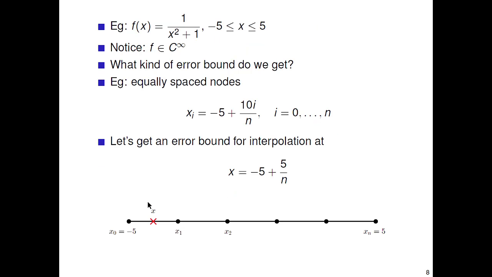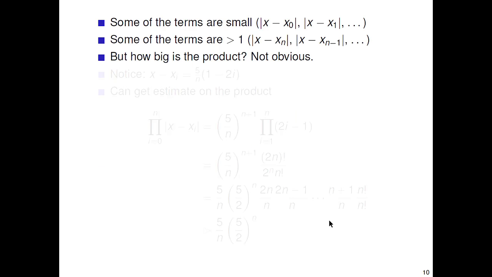I go back to this picture, and x minus xn is stretching across almost the entire interval. That's almost a width of 10. x minus xn minus 1, again, that's a huge distance. It's certainly bigger than 1. So we have the product of some things that are really small and some things that are bigger than 1. And when you multiply a bunch of small things by a bunch of things that are bigger than 1, how big is that? Well, that's not totally clear. So we need to do a little more work again to try to estimate this product.